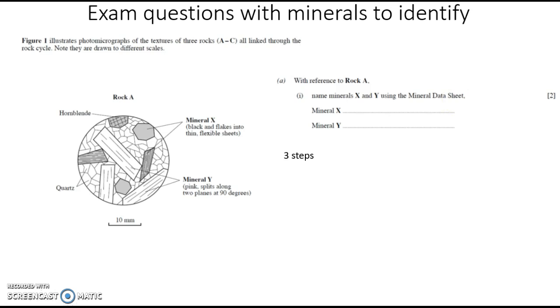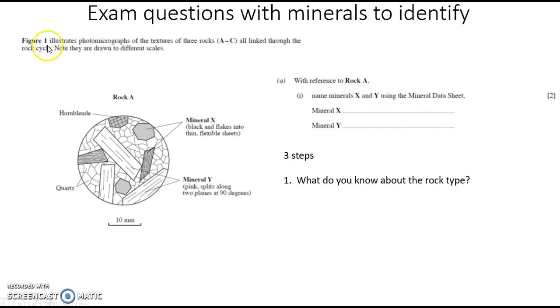The thing that you can use as well while you're practicing these exam questions is a textbook or your notes. So I'm going to go through, step by step really, how to answer the question. There are 3 steps to start off with. The first step is what do you know about the rock type that the minerals are contained within.